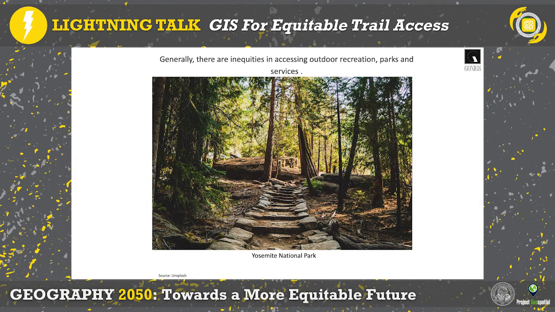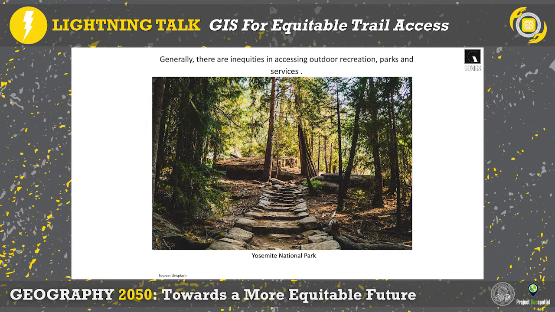Generally, there are inequities in accessing outdoor recreation parks and services. According to data, there has been more information that trails have been limited to particular population groups. In the past summer, the Appalachian Trail Conservancy organized an Emerging Leaders Summit where there was an equity mapping session.